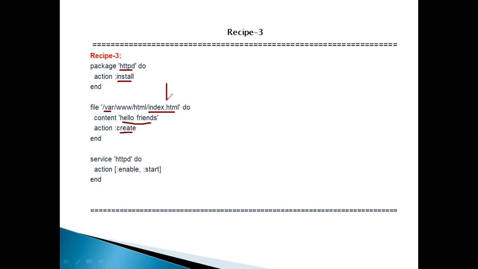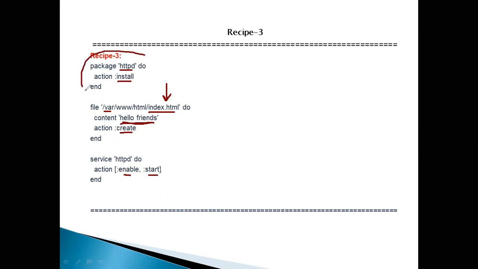Or if you want to write code inside index.html, you can proceed with w3schools.com. You can write code according to your need and requirement. You can start from scratch and go up to enterprise level code inside w3schools.com, and then you can write whatever you want. In my case, I want to write hello friends. Then I want to give the action as create, and then the service will be enabled as well as started.